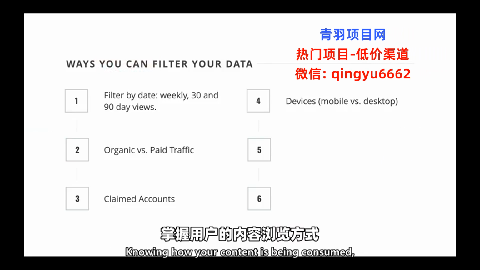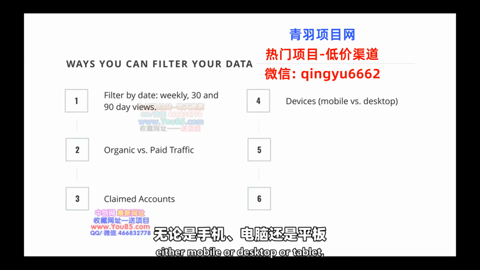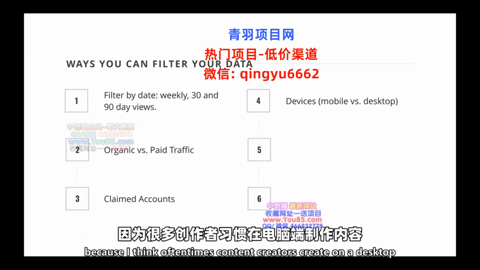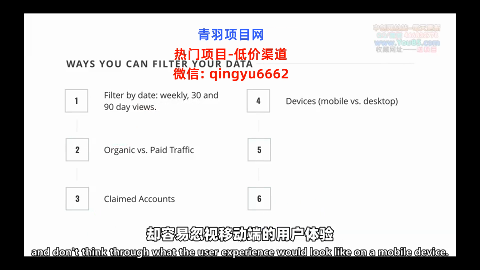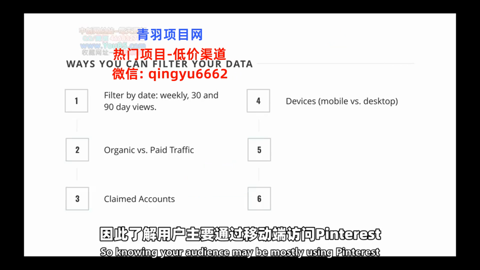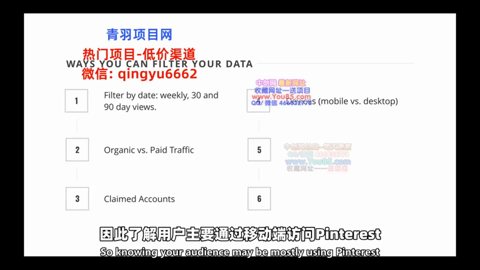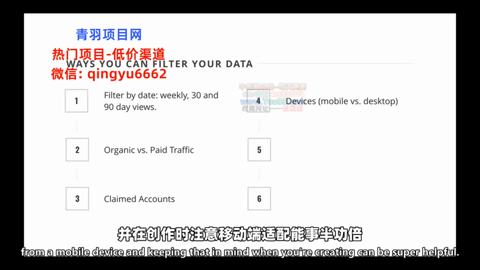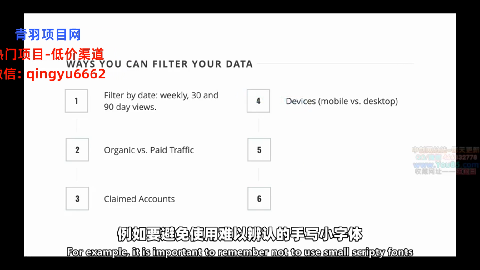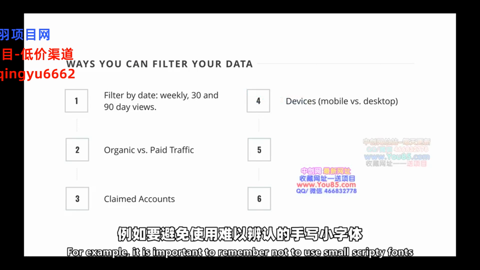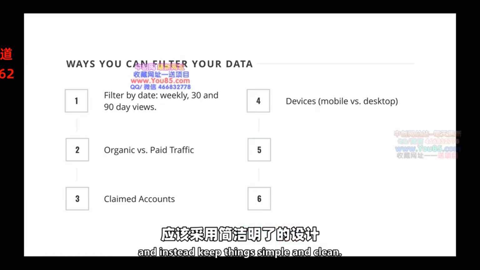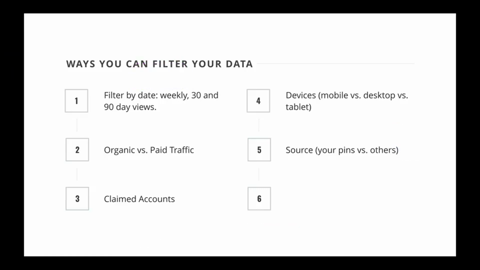You can also check out devices. Knowing how your content is being consumed, either mobile or desktop or tablet, is an important thing to keep in mind because I think oftentimes content creators create on a desktop and don't think through what the user experience would look like on a mobile device. So knowing your audience may be mostly using Pinterest from a mobile device and keeping that in mind when you're creating can be super helpful. For example, it is important to remember not to use small scripty fonts for your pin graphics that could be hard to read and instead keep things simple and clean.